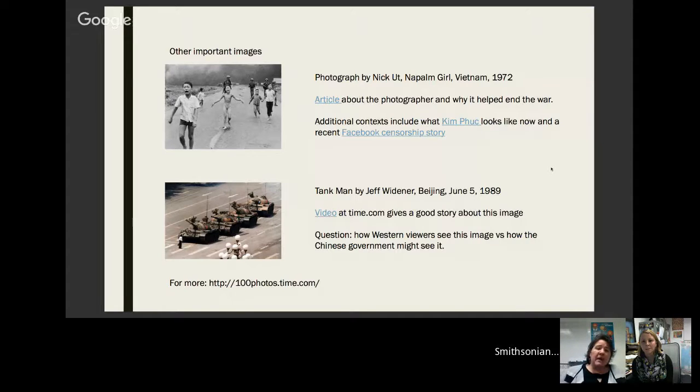At the bottom of this page, there's a link for 100 photos at time.com. And all of those images are rich with videos and other kinds of content that might be more important or might be more connected to whatever it is you're teaching. But I thought I would bring these 2 forward and talk about them for just a little bit.